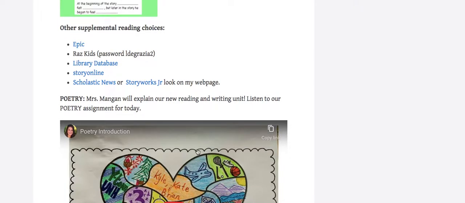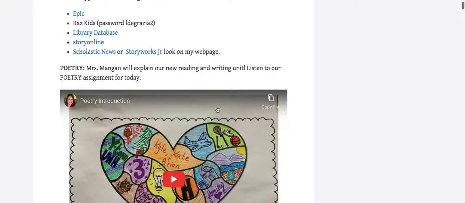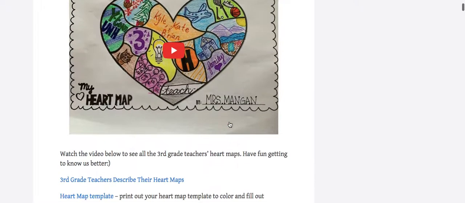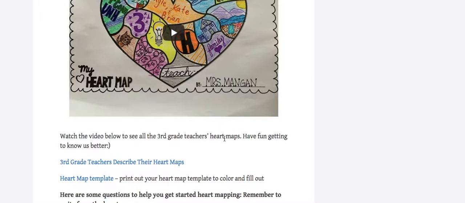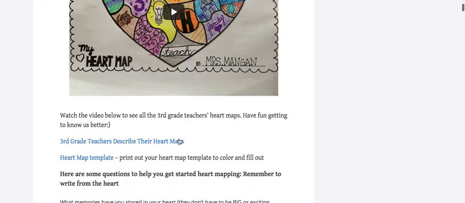We are starting our new reading and writing unit, and Miss Mangan launches it with just explaining what is poetry. So your assignment for today will be to make a heart map, and after the video you'll understand what that means. And what we did is we put 4 videos of all the 3rd grade teachers with their heart maps. So have fun looking at our heart maps. We did this on our nice rainy Sunday, so it was a lot of fun.